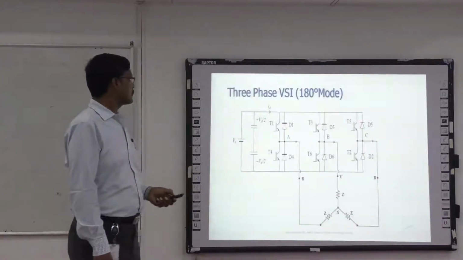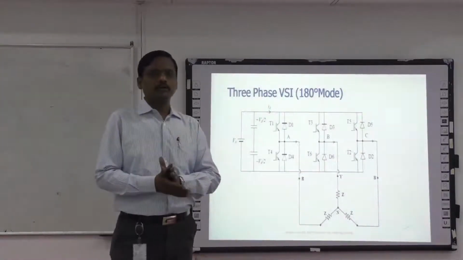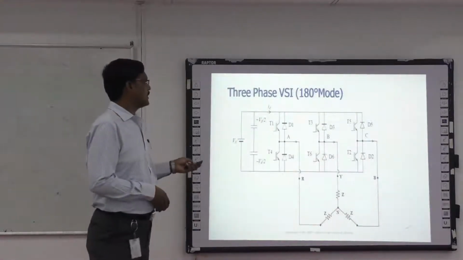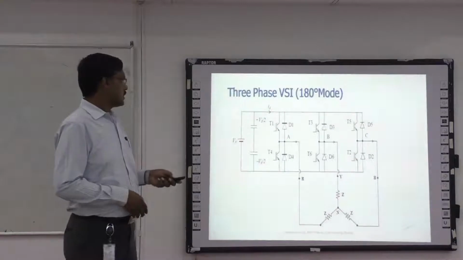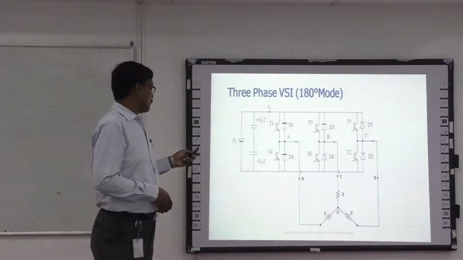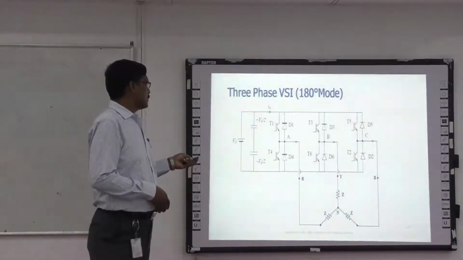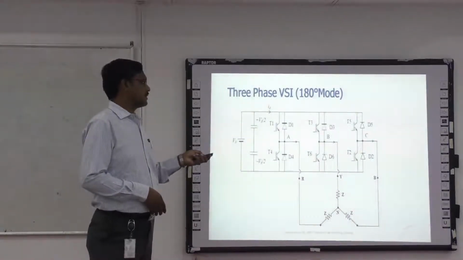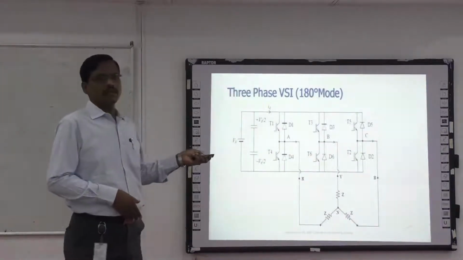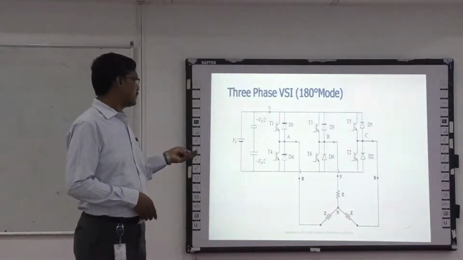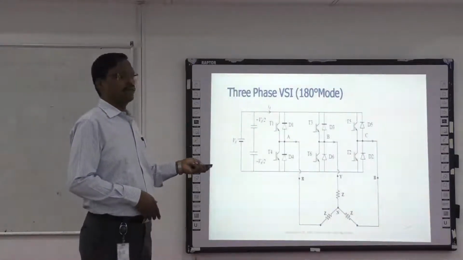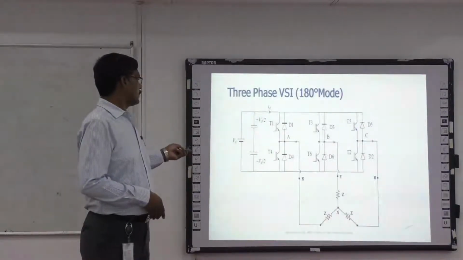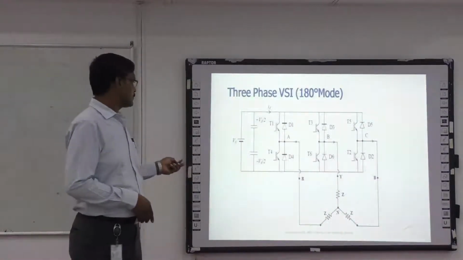Next we will discuss a 3-phase voltage source inverter. First, we will discuss the 180-degree mode of operation. Here, we have 6 switches T1, T3, T5. The switches in the upper leg are odd numbered, whereas the switches in the lower leg are numbered with even numbers. So it will be easier to remember.